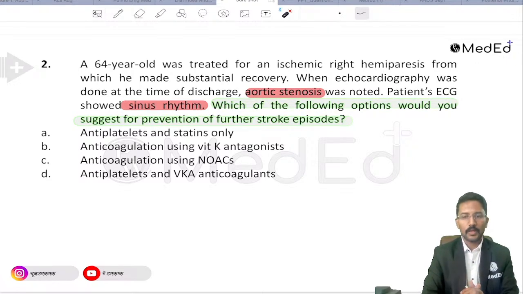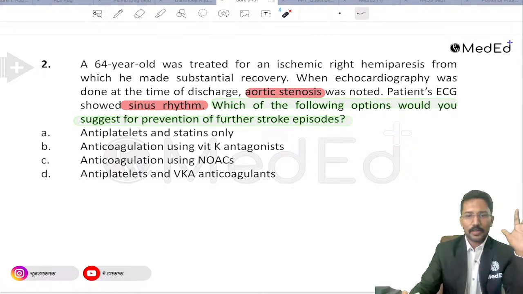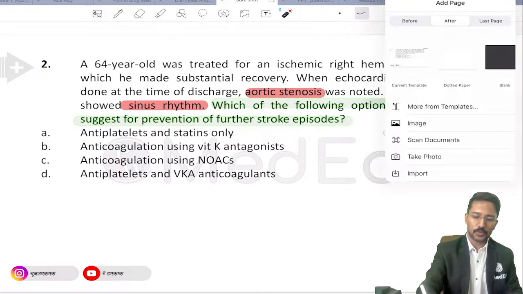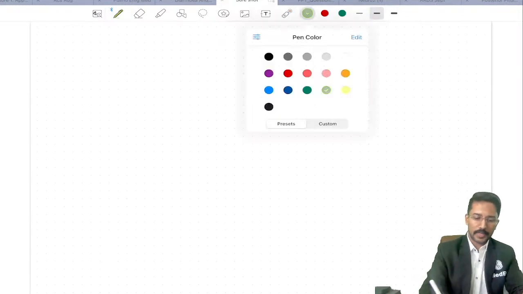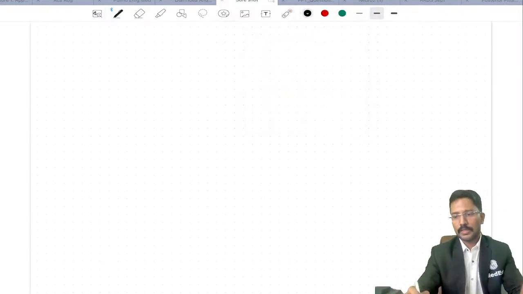Okay, so tell me, which cardiac conditions are associated with the risk of stroke? Okay, all of you are saying option C, anticoagulation with newer oral anticoagulants. Now tell me, which cardiac conditions are associated with the risk of stroke? Let me ask one by one. Okay, Chirag Gohel says option A.